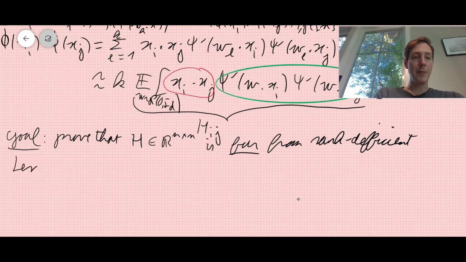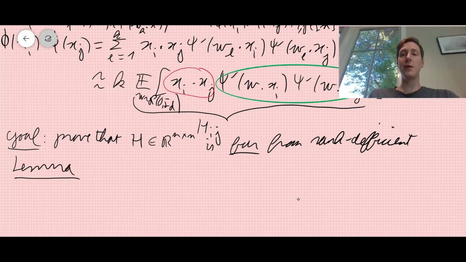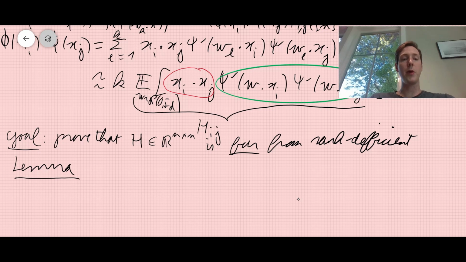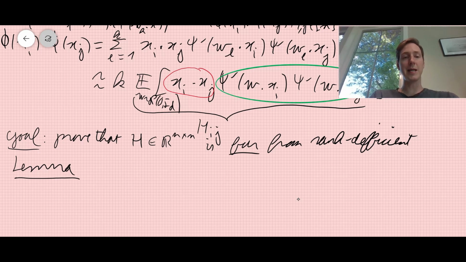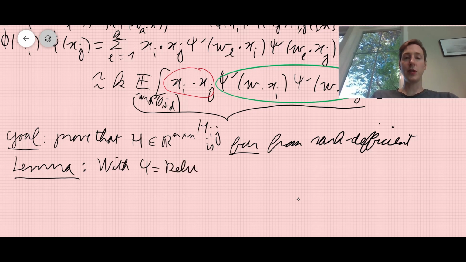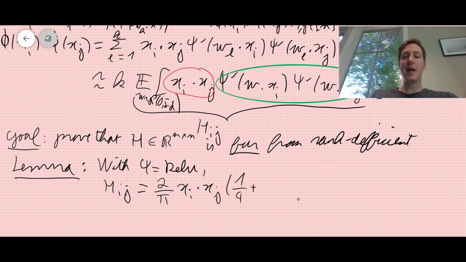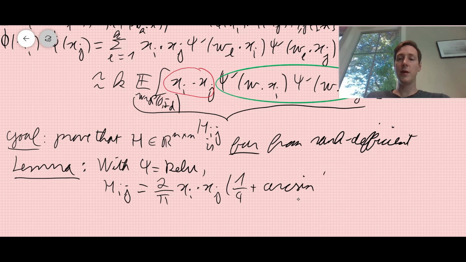Namely, here is a lemma, which was proven, in fact, for completely different reasons in the famous Goemans and Williamson paper on better approximation ratio for the max cut problem. But what they prove is the following. With ψ equal ReLU, meaning ψ' is the step function, Hij has an exact formula, which is 2 over π times xi · xj times 1/4 plus the arcsine, the inverse sine function, of the angle between xi and xj: xi · xj over the norm of xi times the norm of xj.